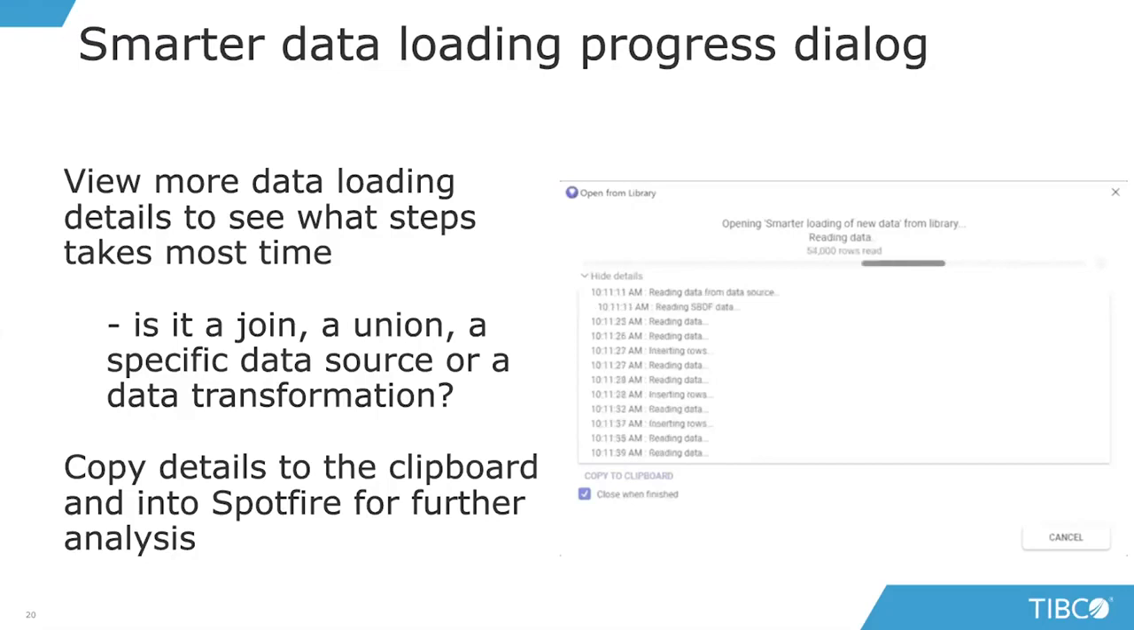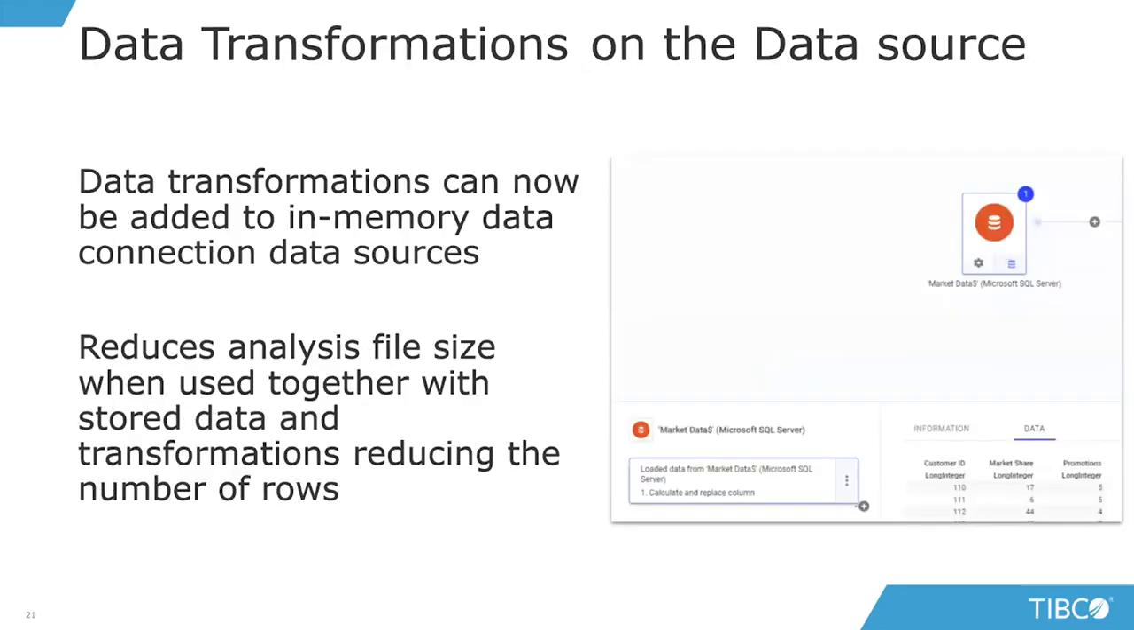Is it a slow data source? Is it a huge join that's being executed? And so on. You can easily see it in real time in the dialog, or you can copy the result when it's finished and then just paste it into the Spotfire analysis file. So you can use Spotfire and visual data analytics to actually analyze your data loading performance in your dashboards. So, a great feature to have, and it's available in 10.8. A small but very useful feature.